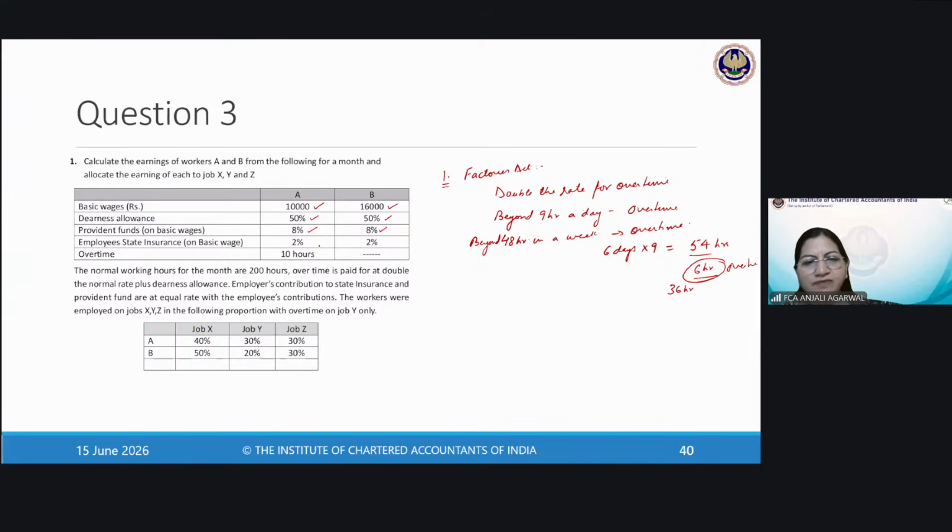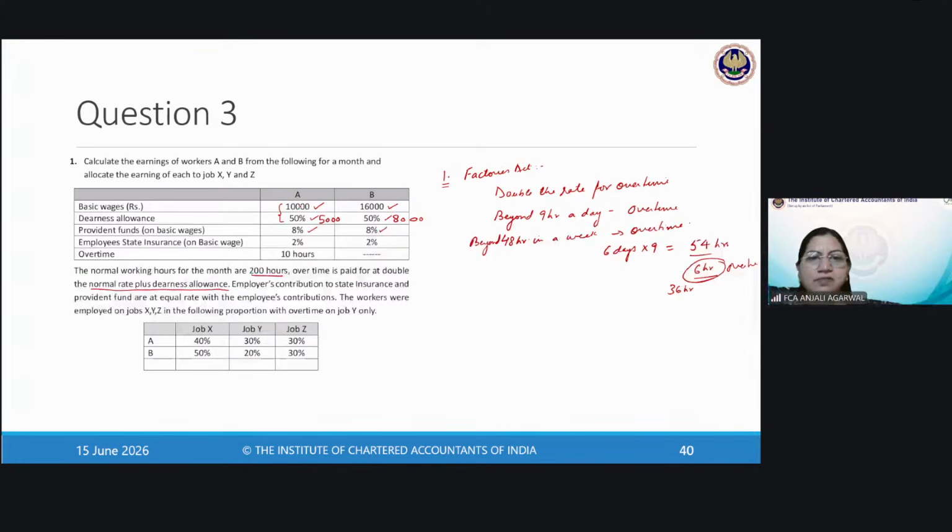So worker A has given you overtime for 10 hours, and there are normal 200 working hours for the month. Overtime is paid at the double rate, which is normal rate plus DA. So DA is part of salary for overtime. Here the DA is 5,000. Here the DA is 8,000. But he's not doing any overtime. So the dearness will be calculated at the rate of 5,000 for worker A.